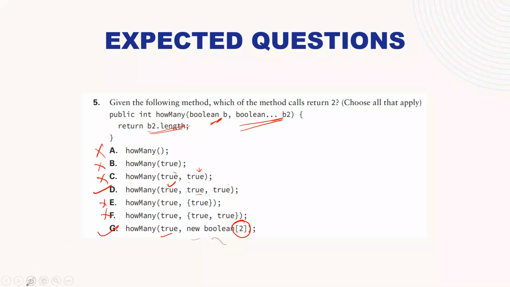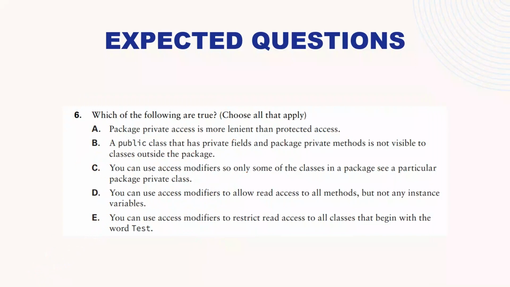Alright, let's move on to the next question, which is question number 6 guys. It says, which of the following are true? You have to pick out some correct option from this particular question. So if I look through the options guys, I would say that the correct option in this case is D. It says you can use access modifiers to allow read access to all methods but not any instance variables.